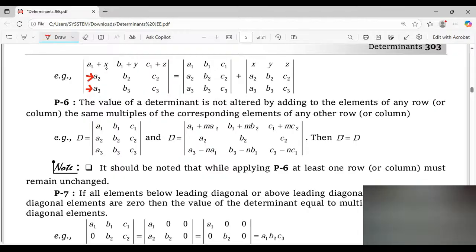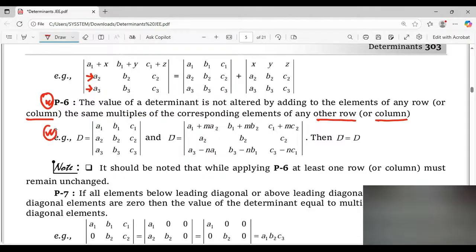Similarly, now we write down x, y, z, and there is no change in the second row and third row. Let's see property 6. The value of a determinant is not altered by adding to the elements of any row or column the same multiples of the corresponding elements of any other row or column.